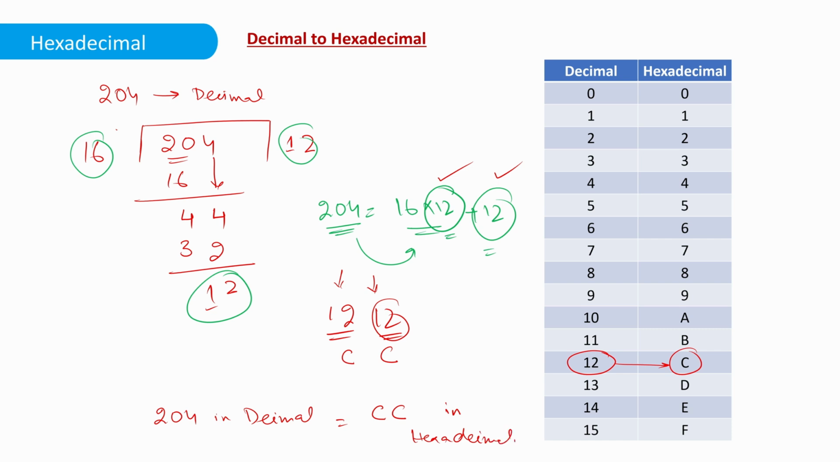Okay. So this is the answer. And the first step is simple. We have to simply divide the number in decimal system by the maximum number of digits of any system. So we are working with hexadecimal, so we will divide it by 16.